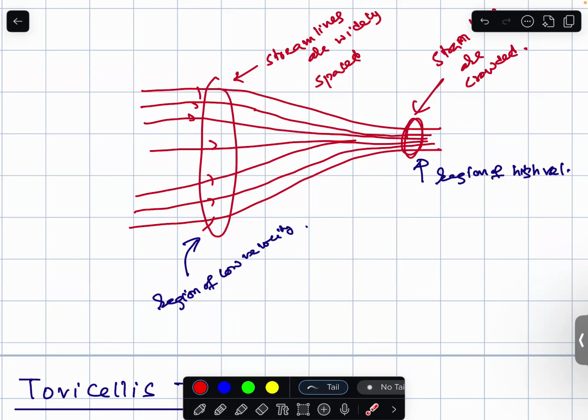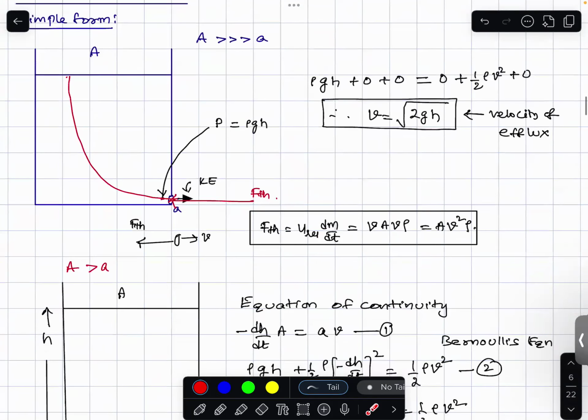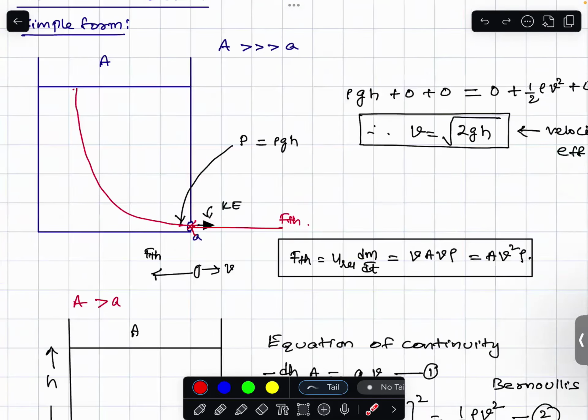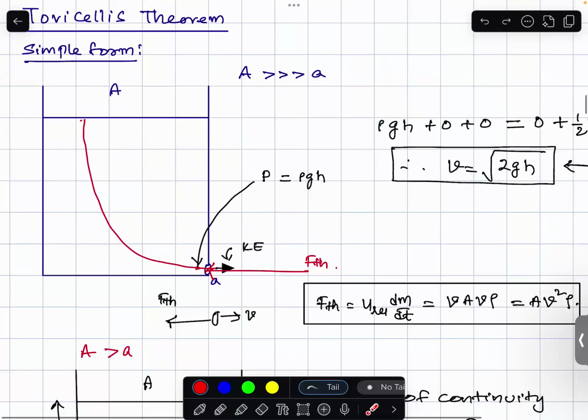Okay? So where they are crowded, velocity is high, pressure is low. Where they are spread, velocity is low, pressure is high. Torricelli's theorem. A simple form of Torricelli's theorem is introduced for the first time.